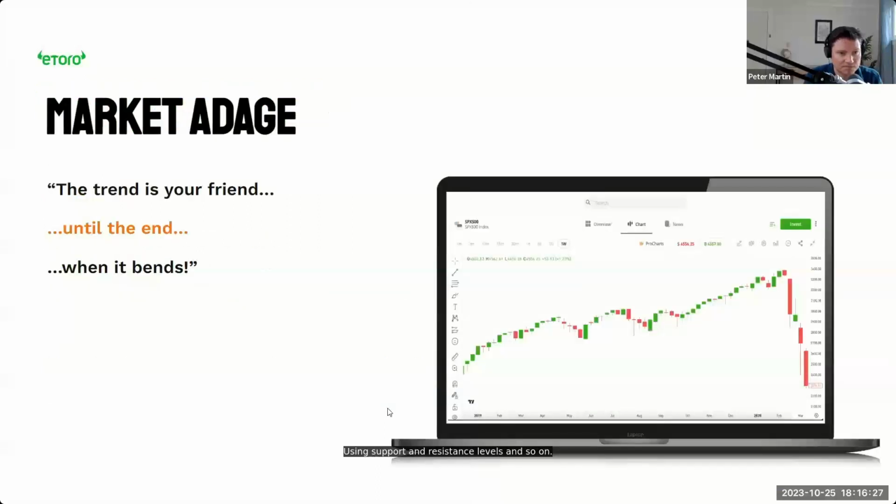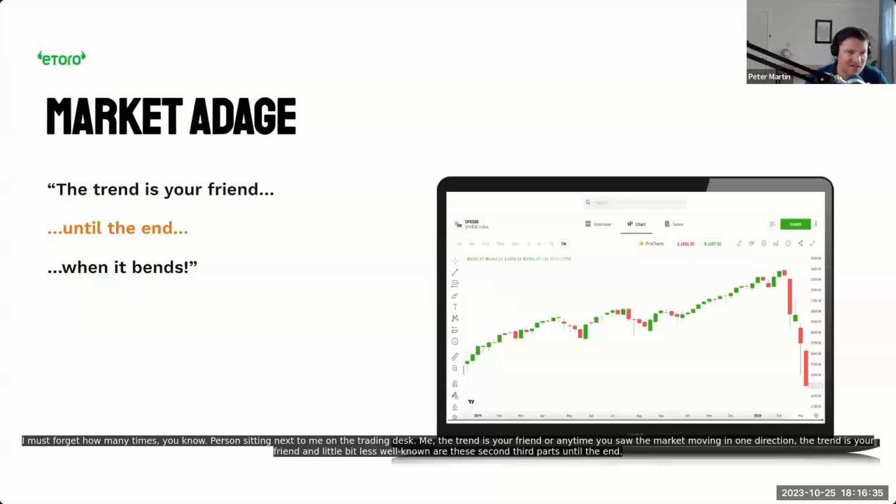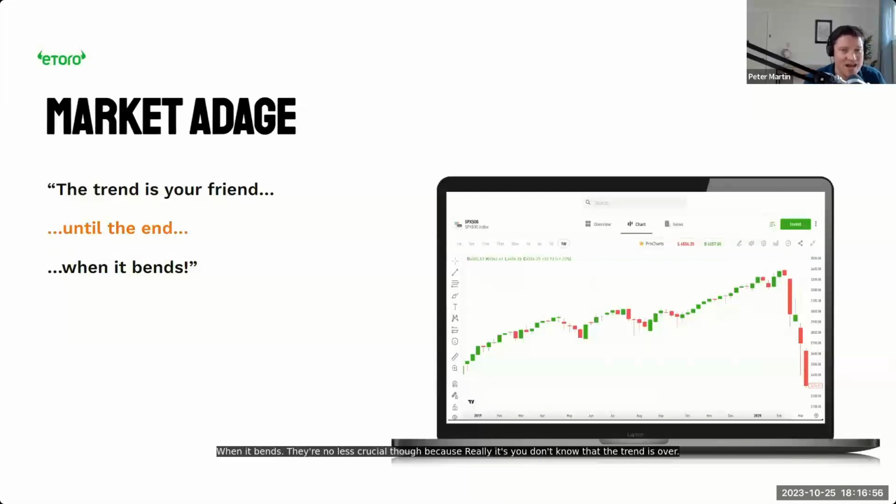So here's quite a famous market adage: the trend is your friend. When I used to work in the markets, I was told this numerous times. I almost forget how many times, the person sitting next to me on the trading desk, "Mate, the trend is your friend." Or anytime you saw the market moving in one direction, the trend is your friend. And a little bit less well known are the second and third parts, until the end when it bends.